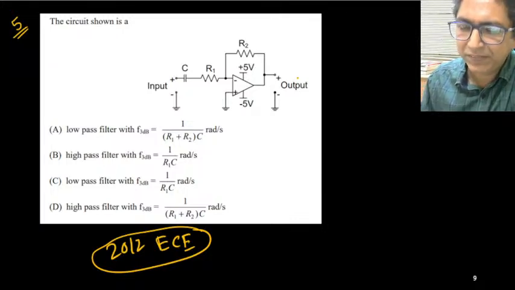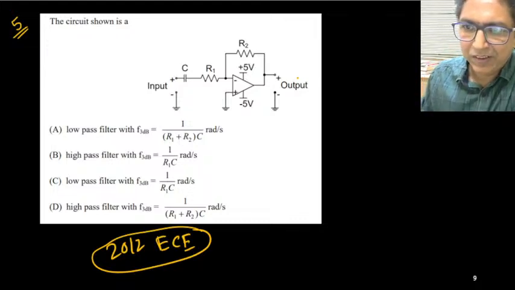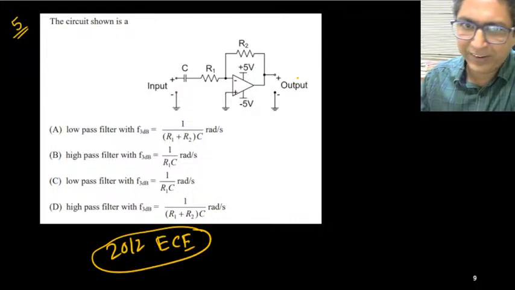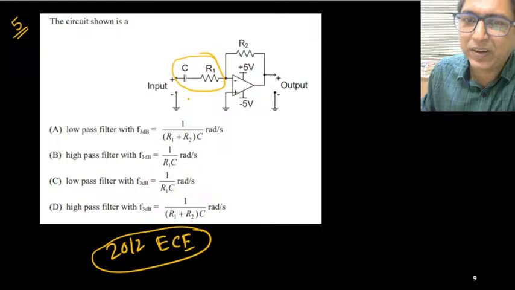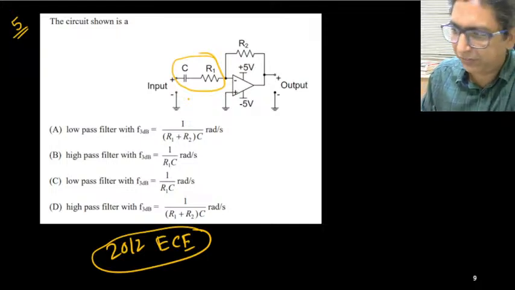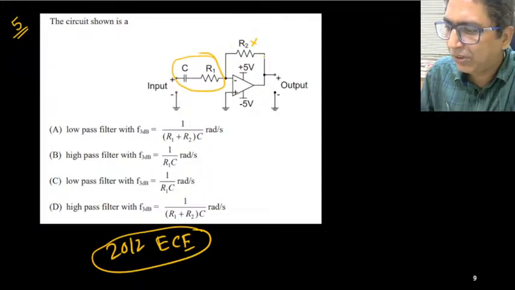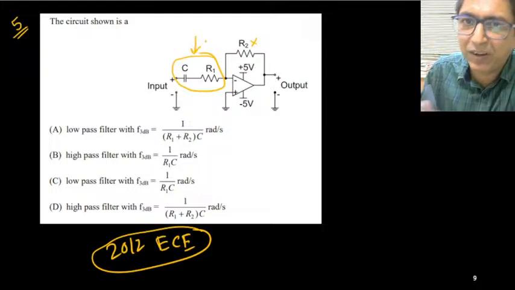So it is very easy. In 1 second we can solve it. Now can you tell me what type of filter it is? Low pass, high pass, band pass? And how can you find out the cutoff frequency omega c? So this is the network, and this network is responsible for cutoff frequencies, not this thing. This is just the feedback path. It will give you the gain, but cutoff frequency will depend on this thing only.